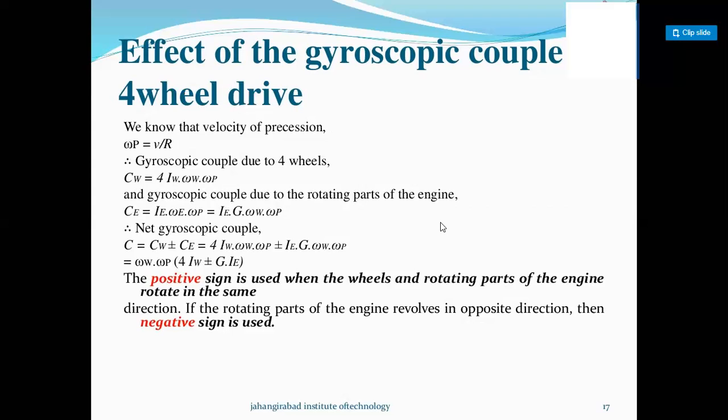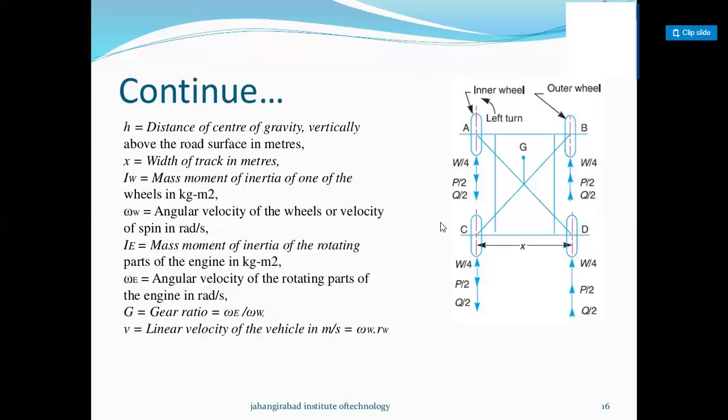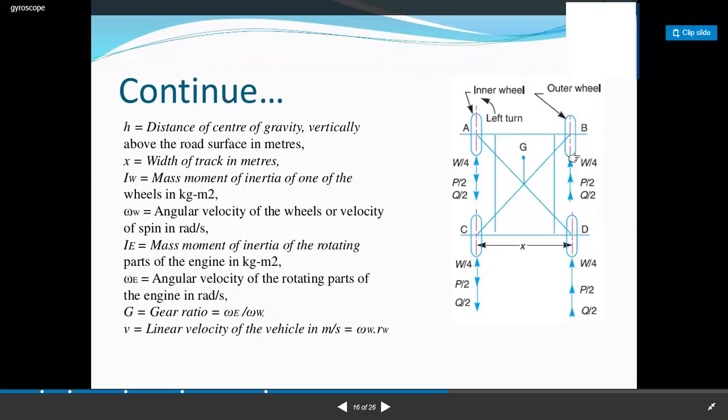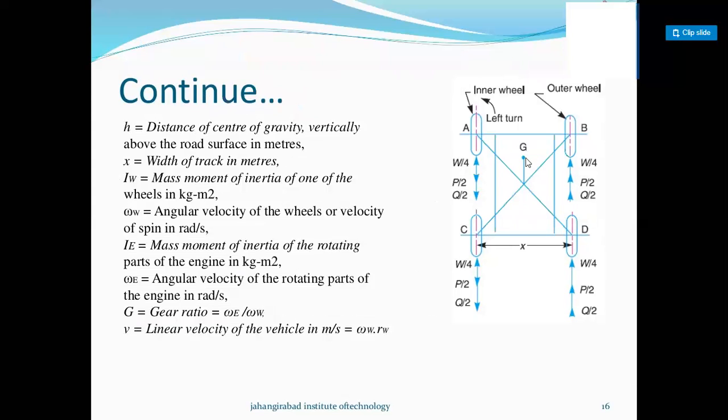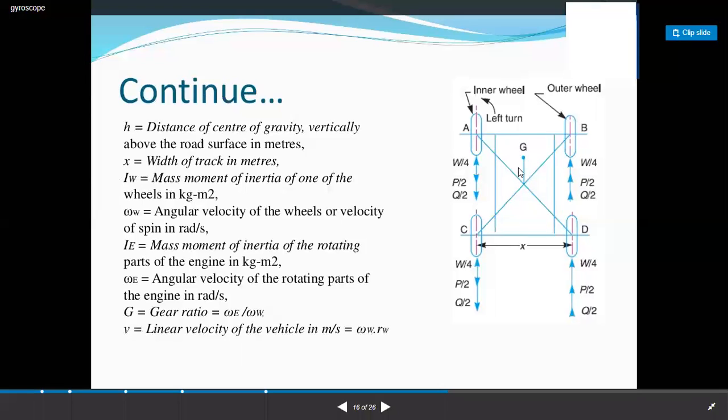Assuming that the vehicle is taking a left turn, the reaction gyroscopic couple on the vehicle acts between the outer and inner wheels, right? So the gyroscopic couple generated between the inner wheel and outer wheel is shown as capital G, right? The gyroscopic couple tends to press the outer wheels and lift the inner wheels.